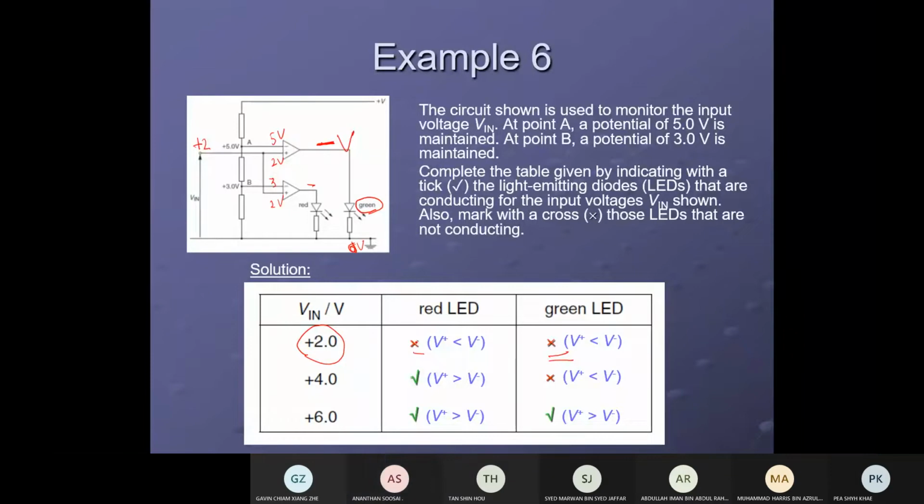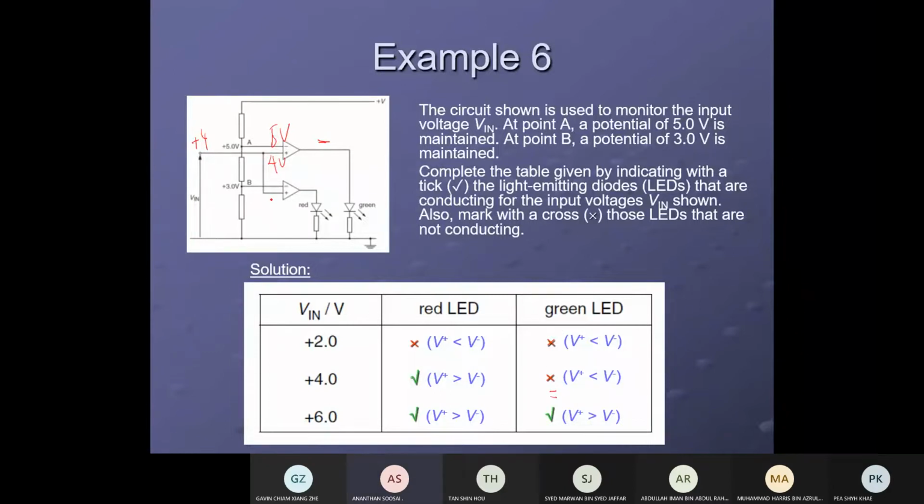Now the input becomes positive 4. What will happen? You see, now the input is positive 4. Up here is 5, down here is 4. Who's the winner? Still negative. So green still never lights up.